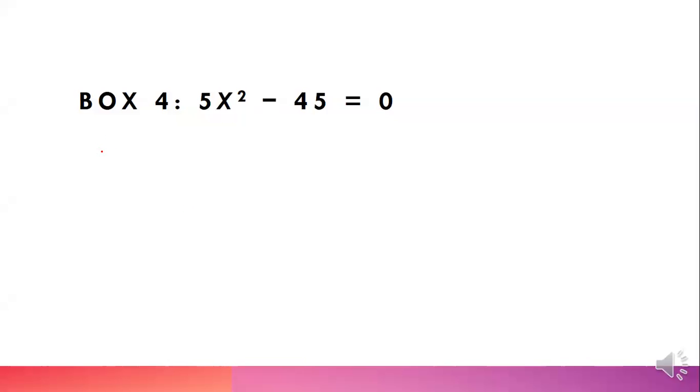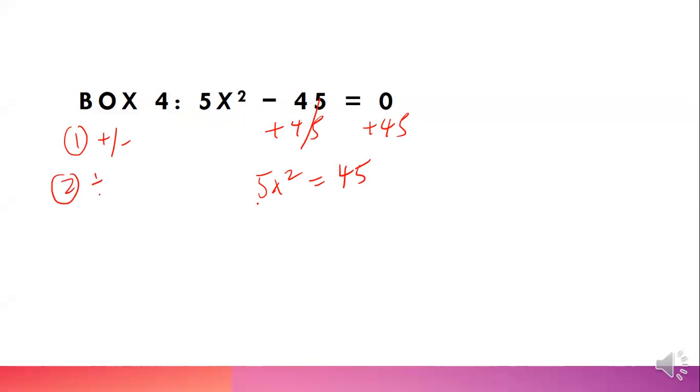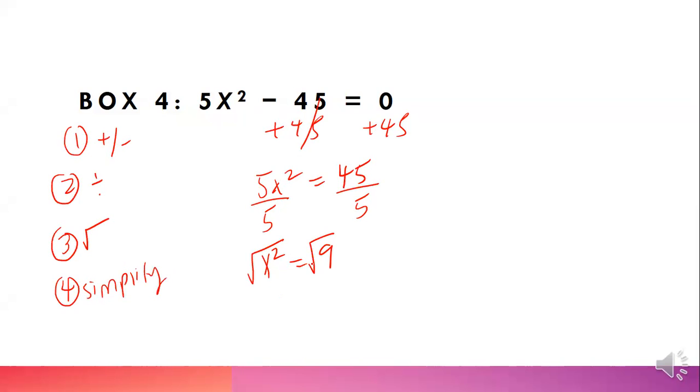Okay, so step 1. In this case, we are adding 45, and we have 5x squared equals 45. Step 2 says to divide, and I do need to divide because there is a coefficient other than 1. That leaves me with x squared equals 9. Step 3 says to take the square root, and step 4 says to simplify. So it's x equals positive or negative 3.